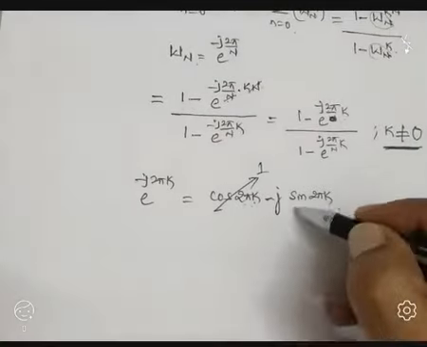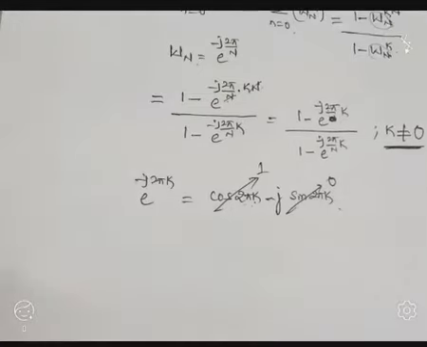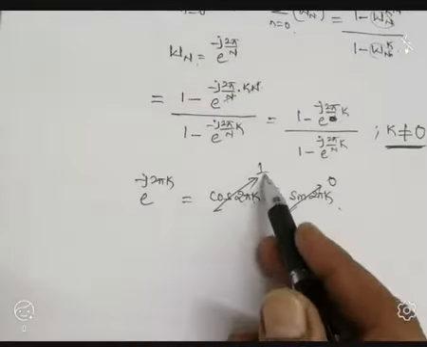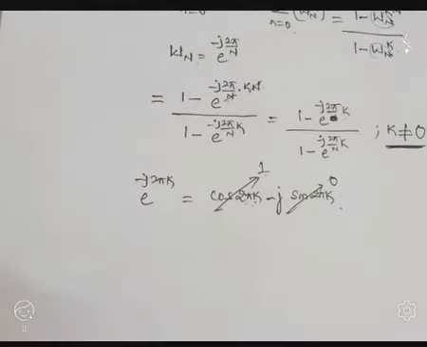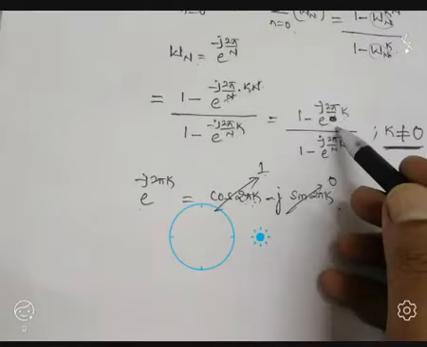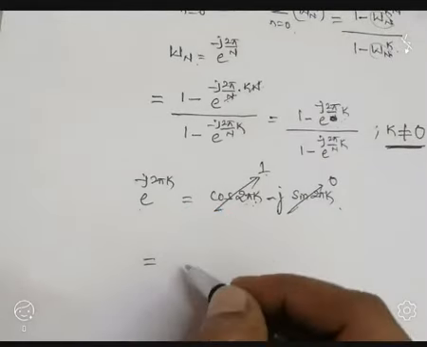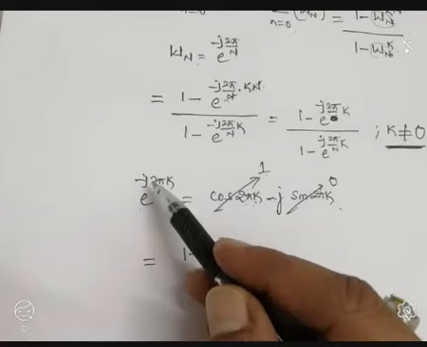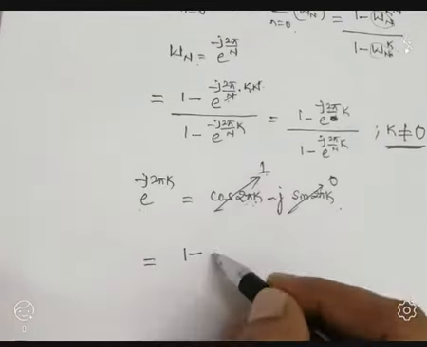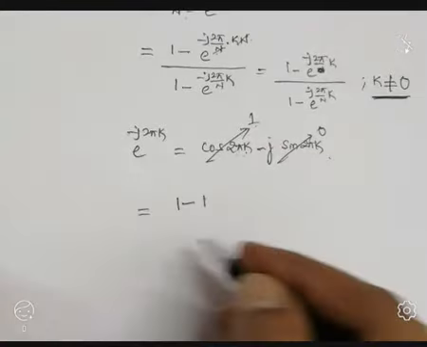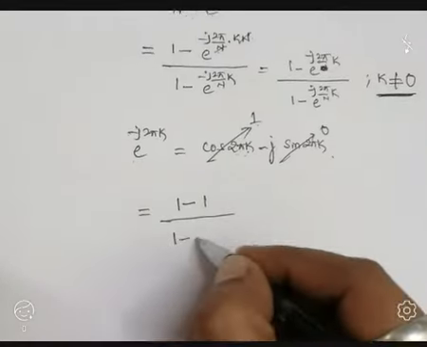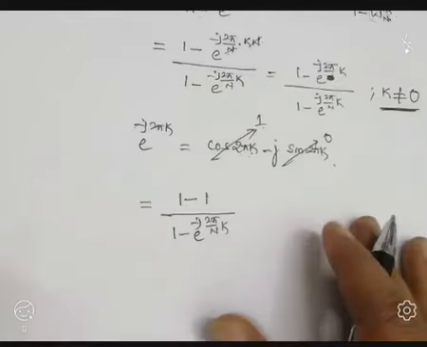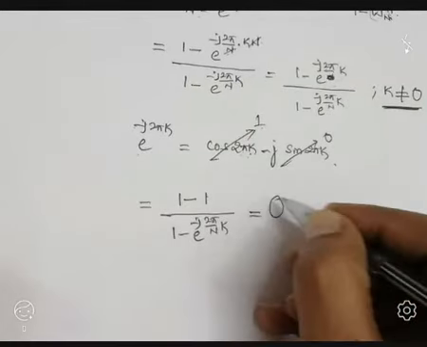Sine of 2 pi results in 0. So we know that cos of even multiple of pi always results in 1, correct? Okay, so let us substitute this value in this expression. Hence we are getting 1 minus 1 divided by 1 minus e to the power minus j 2 pi by N into k. So let us simplify. We got 0. Answer 0.